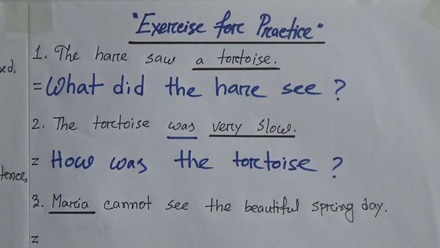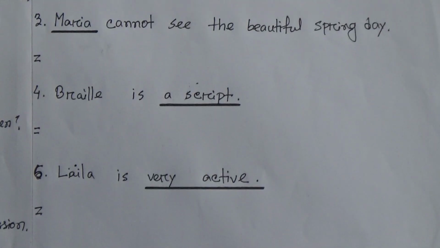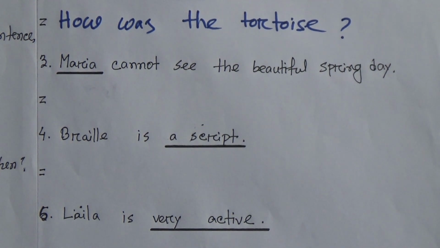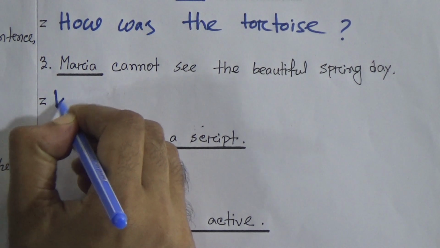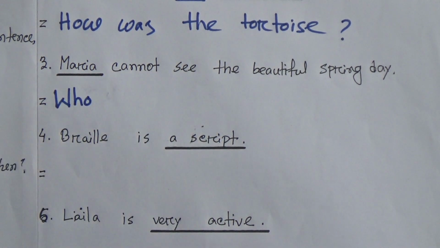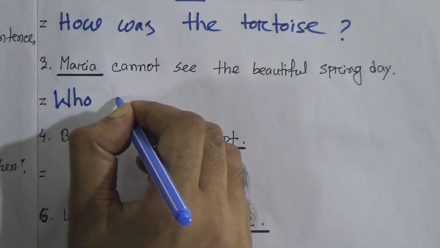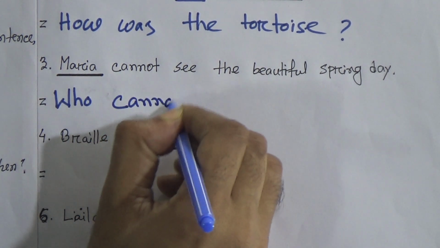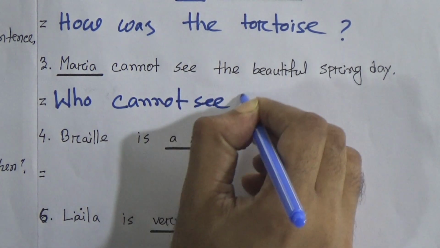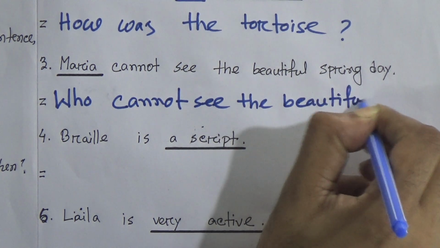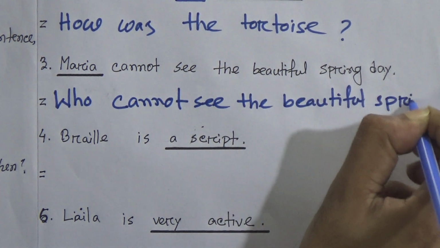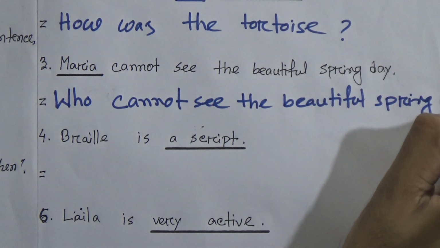The third question is, Maria cannot see the beautiful spring day. Maria is underlined and Maria is the subject of this sentence, so we will make a question with who. When we want to know about a person who is the subject of a sentence, we use who. Who cannot see the beautiful spring day?